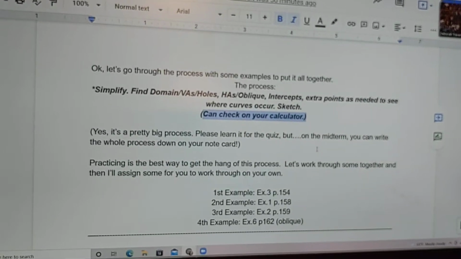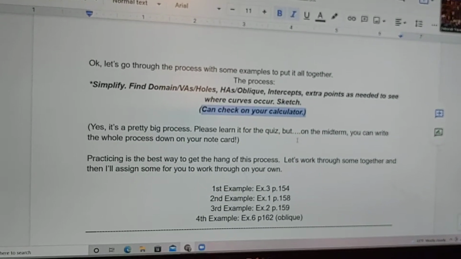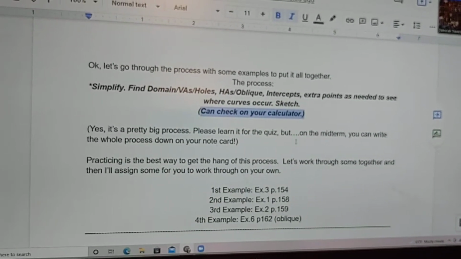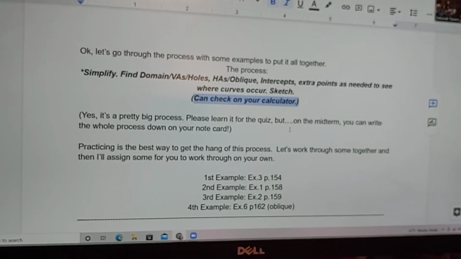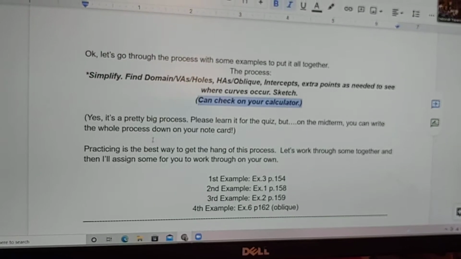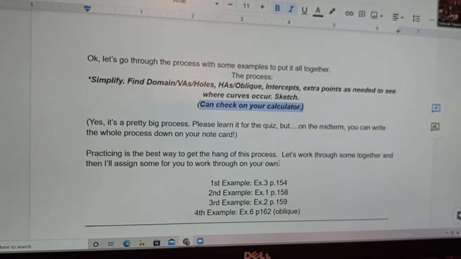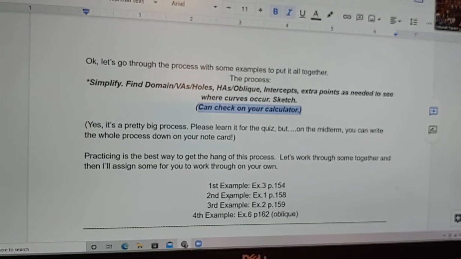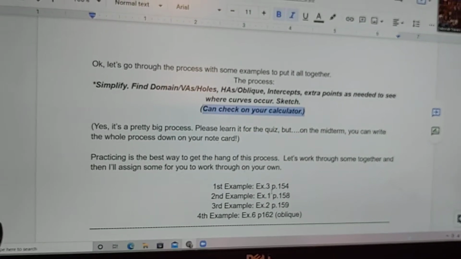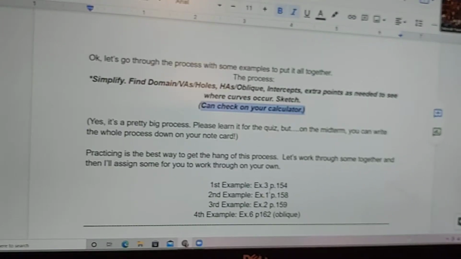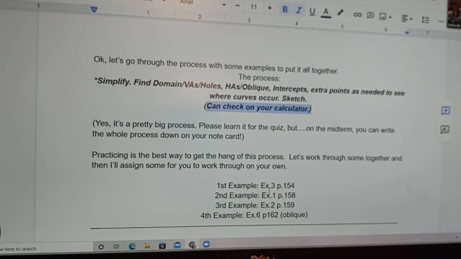Big process. Learn it for the quiz. On the midterm, you can write the whole process down on your note card and bring it with you into the midterm. The best way to get good at this is to practice it. I'm going to do 4 examples with you right now, which I think you're going to find really helpful because we're going to go over all those steps each time so you can really see how they work.